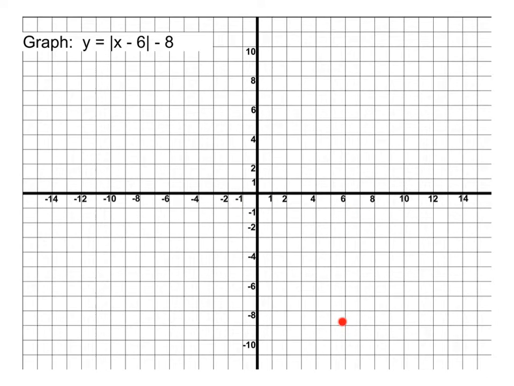And then what is the shape of this graph? It's a V shape. And so this is then what you should end up with. Our vertex is over here at 6, negative 8. And then it is opening upward. And so we go over 1, up 1, over 1, up 1 on both sides to plot each of those points and draw in our graph.